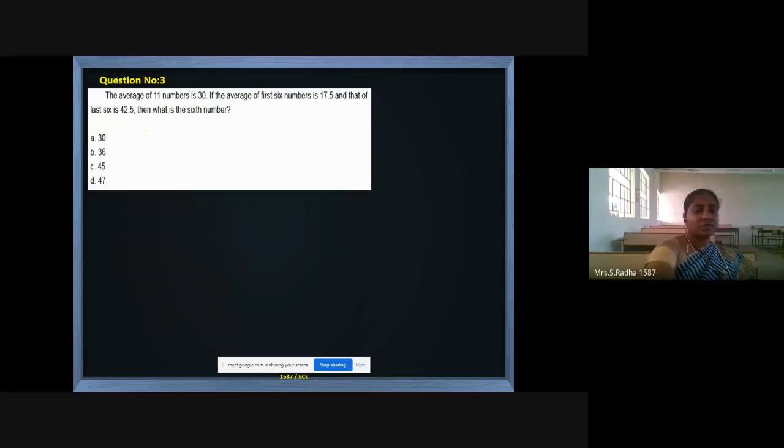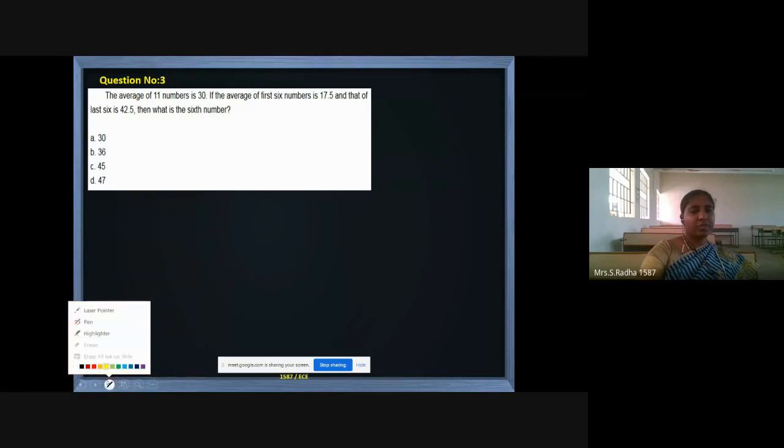The average of 11 numbers is 30. The average of the first 6 numbers is 17.5 and that of the last 6 numbers is 42.5. Then what is the sixth number?